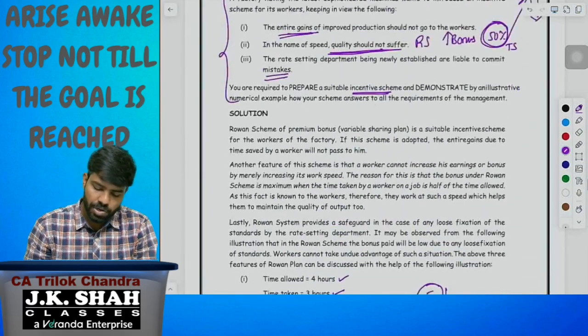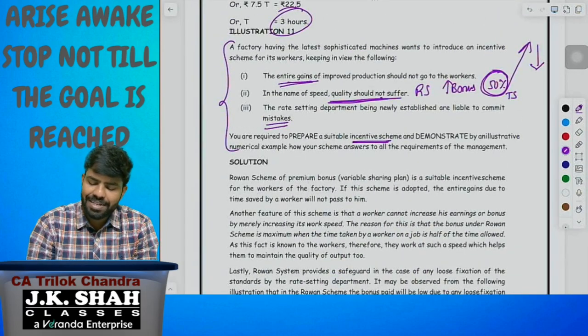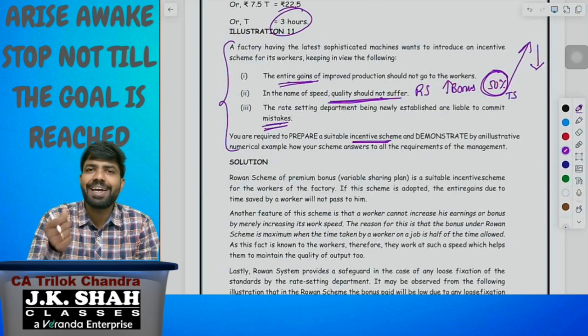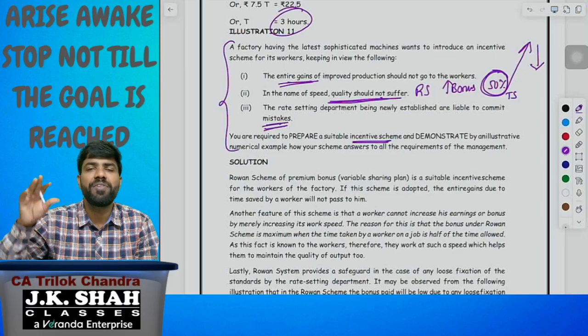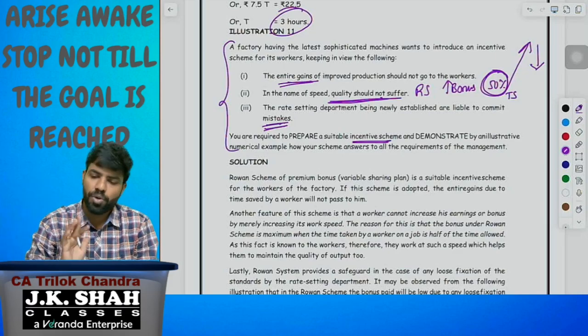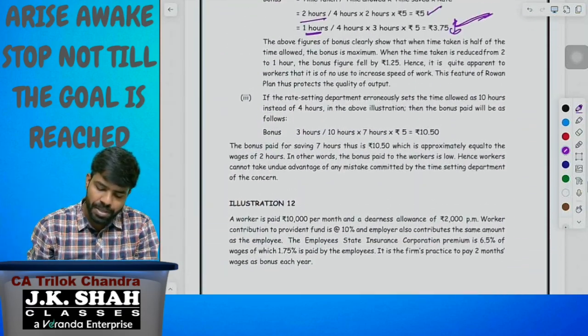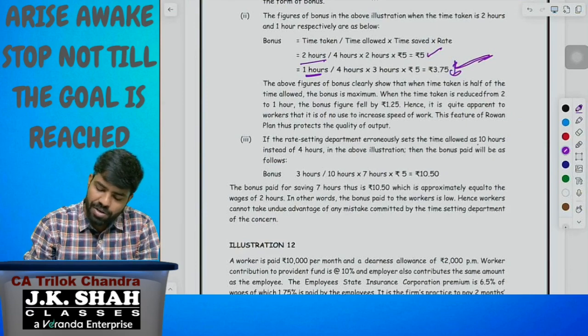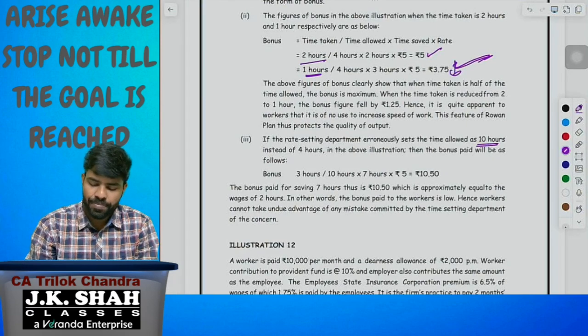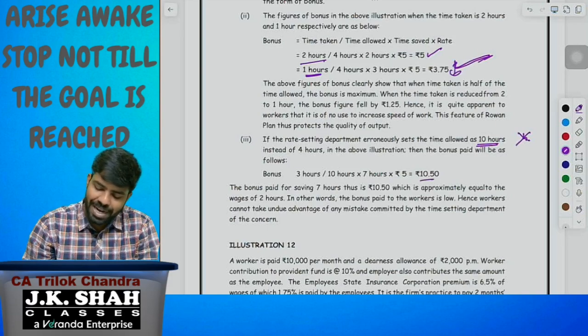Okay, now look at the third point. The rate setting department, being newly established, is liable to commit mistakes. By mistake, if they fix the wrong rate, under the Rowan scheme the entire benefit will not pass on to the worker. Look at here, they have given the example. By mistake, they allowed 10 hours instead of 4 hours. In the above illustration, the bonus paid is 10.5.